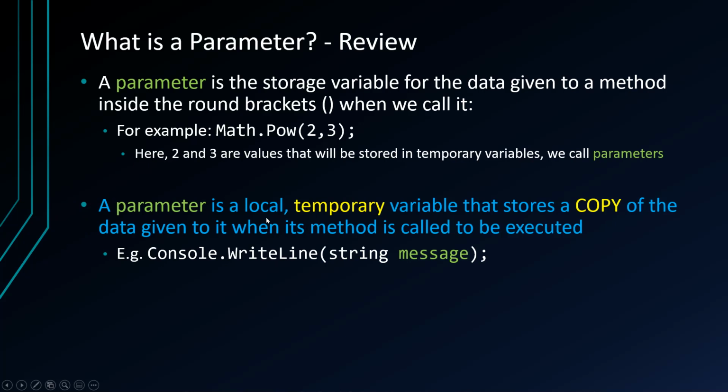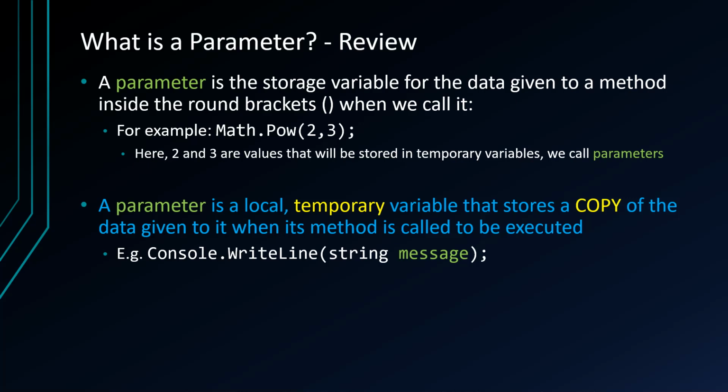A parameter is a local, temporary variable that stores a copy of the data given to it when the method is called to be executed. A copy, there's the big key there. Temporary, another big key there. Temporary tells me that it goes away, and it does. As soon as the WriteLine command is done, that message that I passed into it is deleted. It's gone. It doesn't exist anymore.